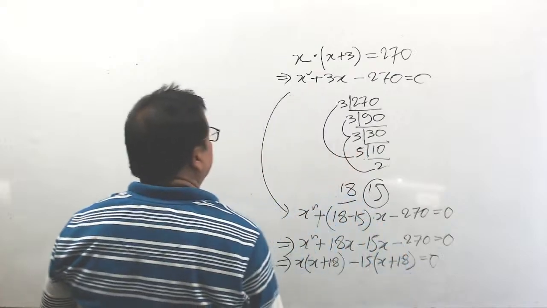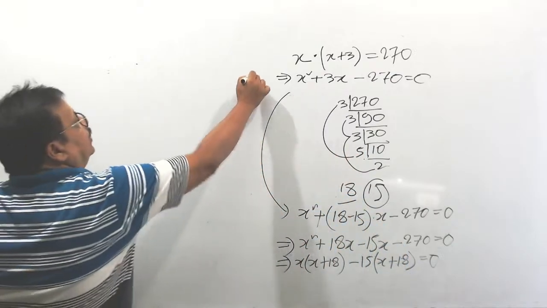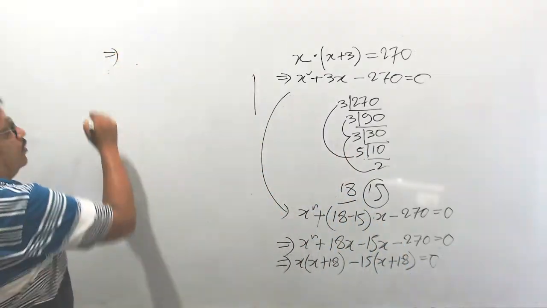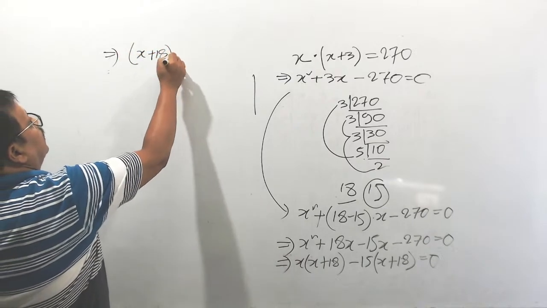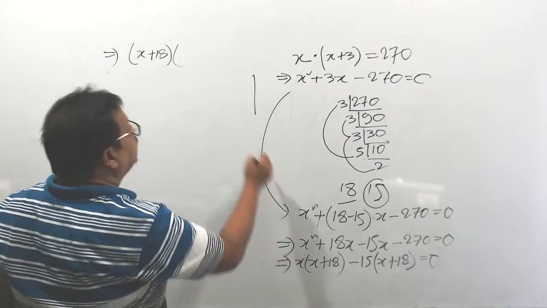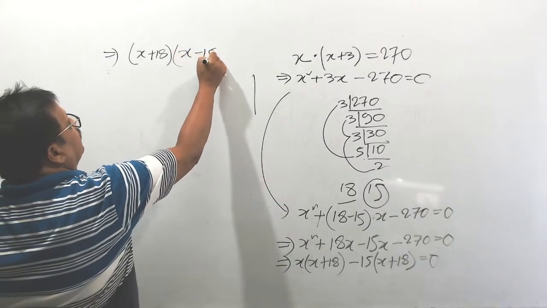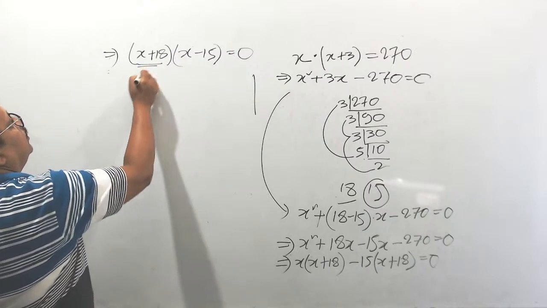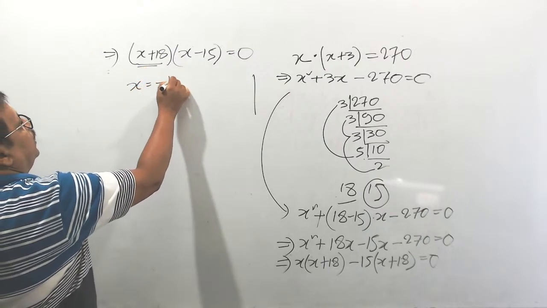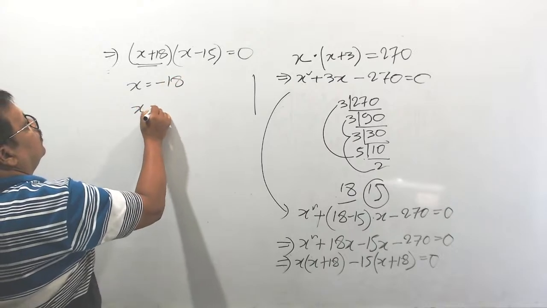Now take common x plus 18 into x minus 15. Okay. Either x equal to what? Minus 18 or x equal to 15.